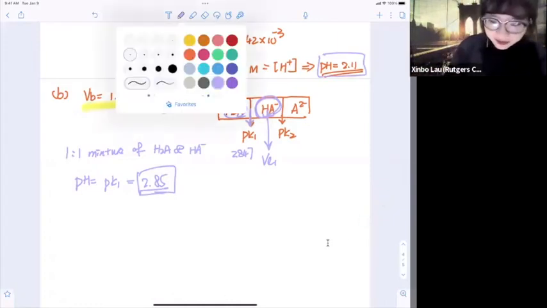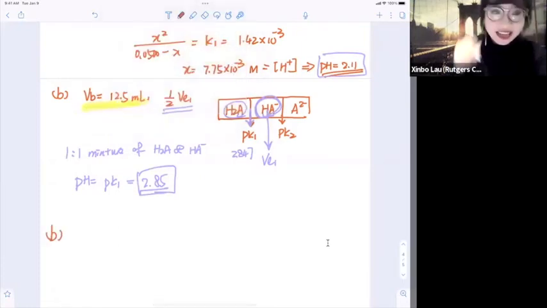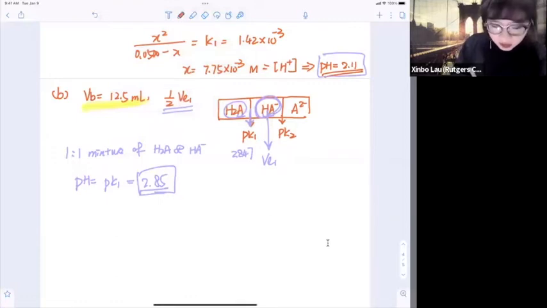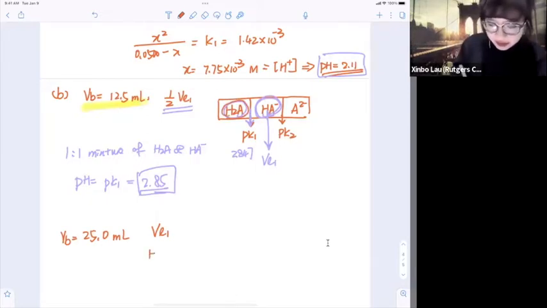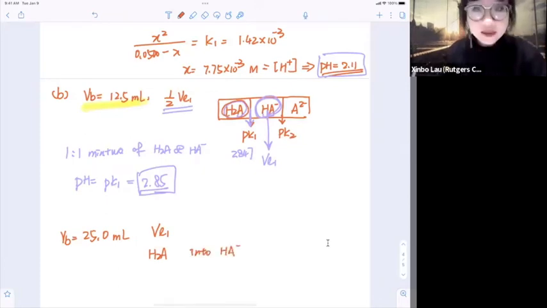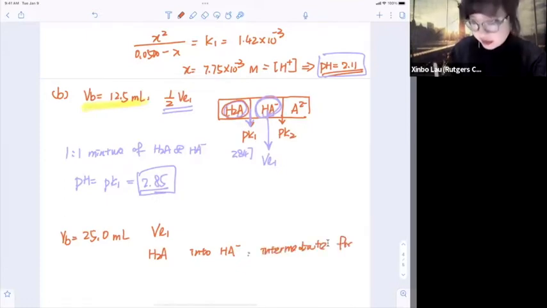The next landmark, or next, the question is asking, so still part B, there's 25. So the VB is 25 right now. Again, we know this is at the first equivalence point. At the first equivalence point, you have converted this H2A into HA minus. So now this is an intermediate form of this diprotic acid.